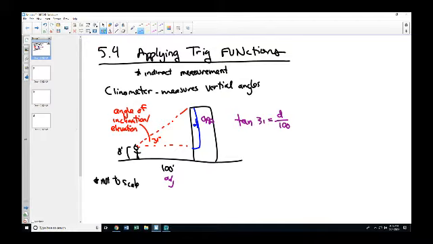I made this up, so I don't know what the answer is. Tan 31, make sure you're in radian or degree mode, right? Remember that? Times 100. 0.6, go to 4 decimal places.